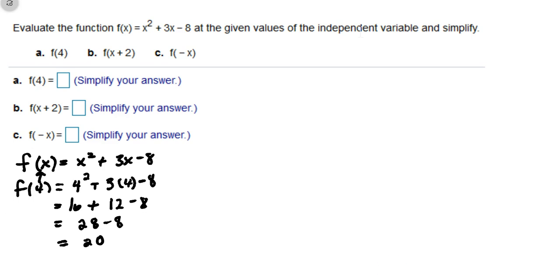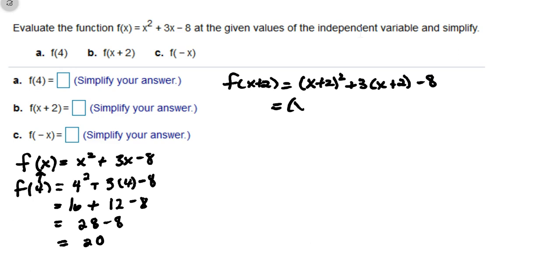I'm going to do the same thing with the next one. So the next one is f of x plus 2. Everywhere I see an x, I change it to x plus 2, so that would give me x plus 2 squared plus 3 times x plus 2 minus 8. I'm going to work out x plus 2 squared to be x plus 2 times x plus 2. We can use the distributive property, distributing the 3. That's 3x plus 6, and carry down that minus 8.